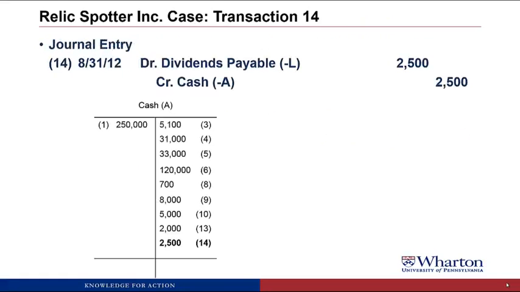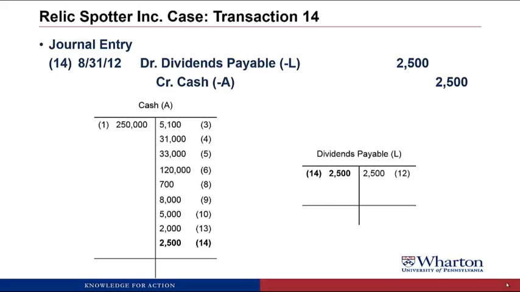Post this to T accounts, yet another credit to cash. At some point, we're going to have to start getting some revenue and getting some cash coming in because we seem to be doing nothing but spending cash. And anyway, a debit to dividends payable, which again zeroes out this account because we don't owe the shareholders any more money based on these dividends.